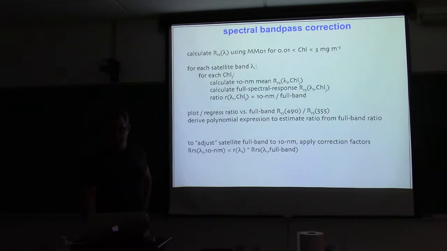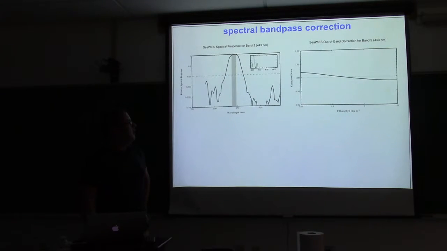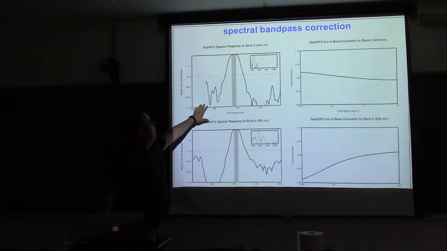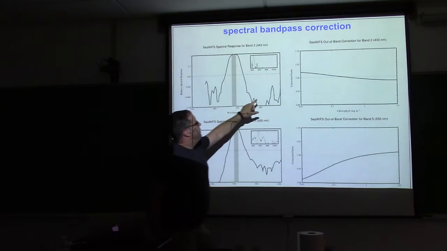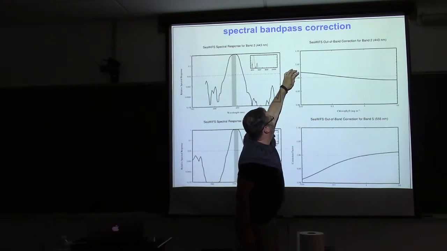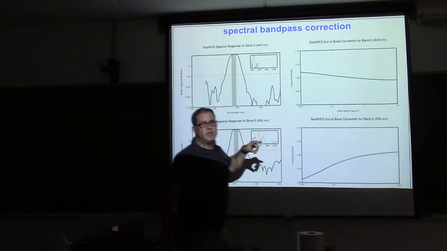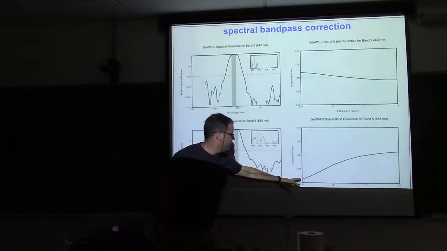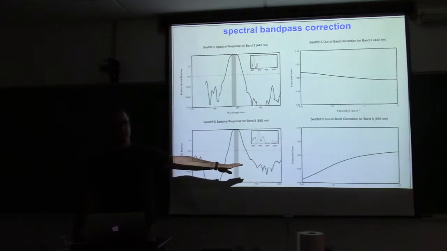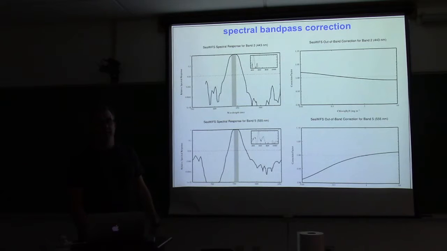The upshot is, you're talking about 2 to 4% error. This would be for CWIFs at 443, where there's not a lot of light leak, and you can see the correction is somewhere between plus or minus 2%. But in 555, the correction actually boils down to, in very clear water, about 7% for band 5 on CWIFs.